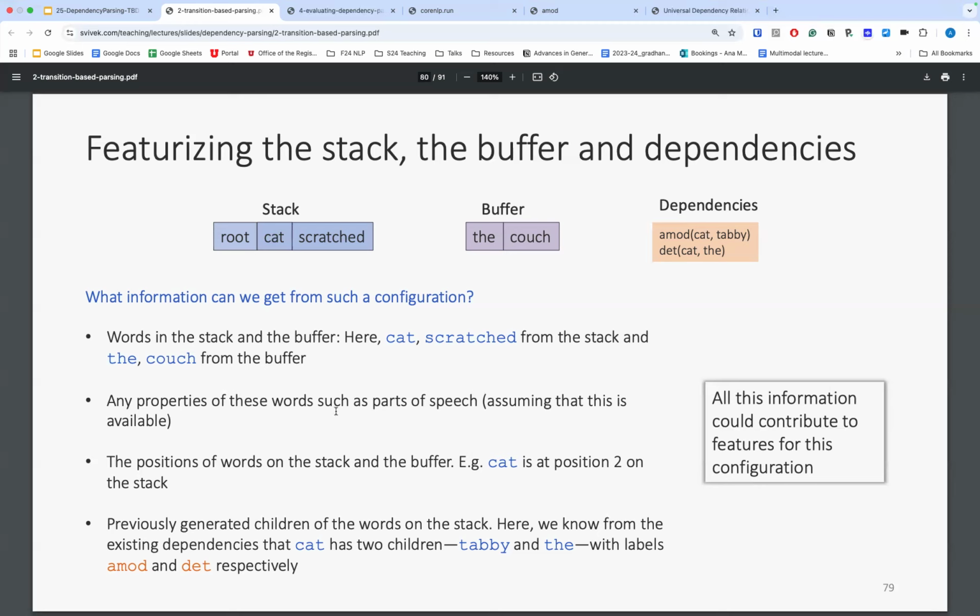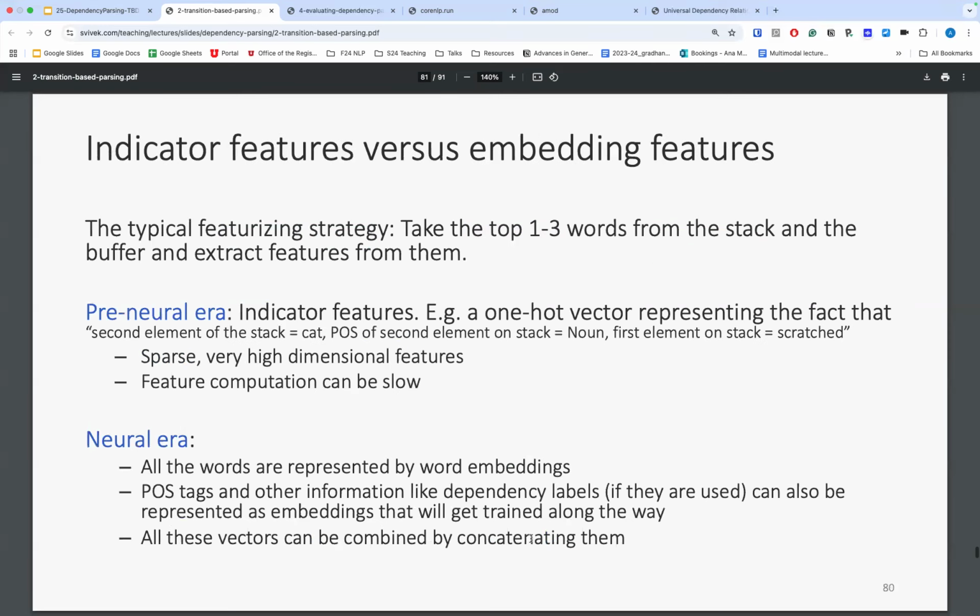Okay, so let me just see whether I'm missing anything here. So again, words in the stack and the buffer, properties of those things like part of speech tags. We need to consider the position, we could determine whether it's left or right arc only based on whether cat is the first or the second word in the top of the stack. And if the model is doing this, then information about previously generated children of the words on the stack. Okay, I won't go into that point.